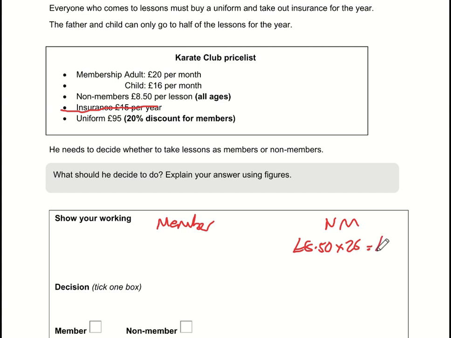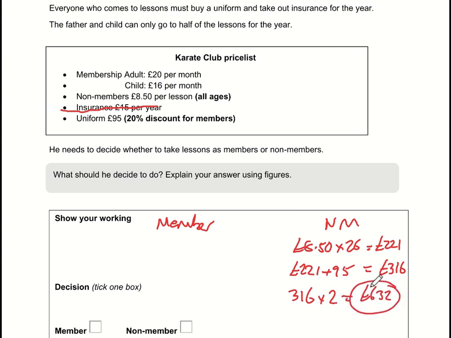And that comes to £221. And it's also going to be £95 for the uniform. So 221 plus 95, that comes to £316 per person, and there is 2 of them. There's no child discount. So 316 times by 2, that is £632.